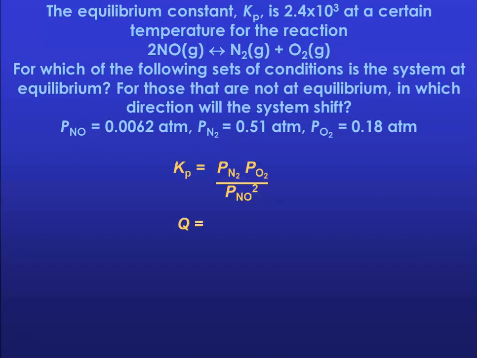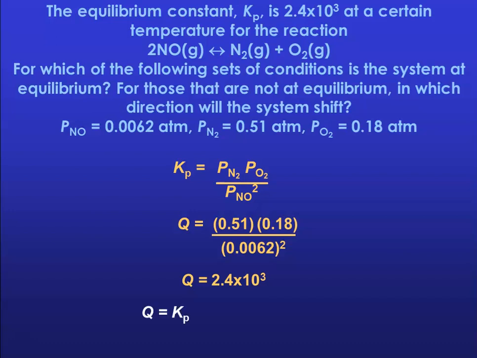I'm guessing you can figure out what's going to happen with this one. If I've done the math right, this one should fall right on with these particular partial pressures. Because Q was equal to K, we have reached equilibrium and there is no shift needed.